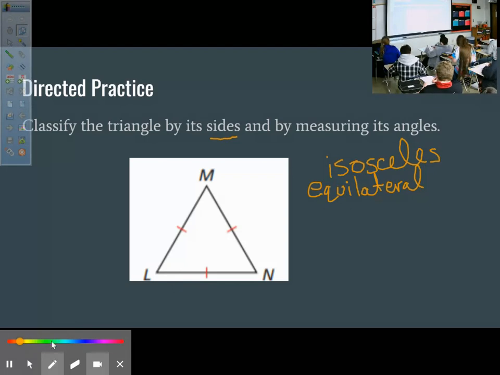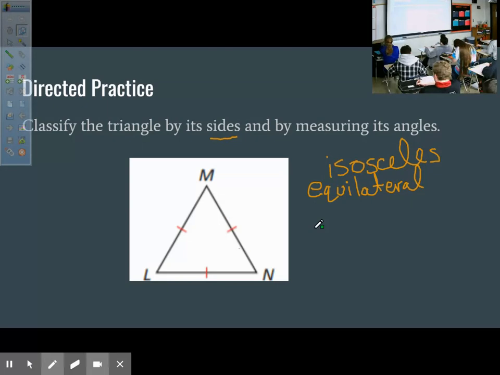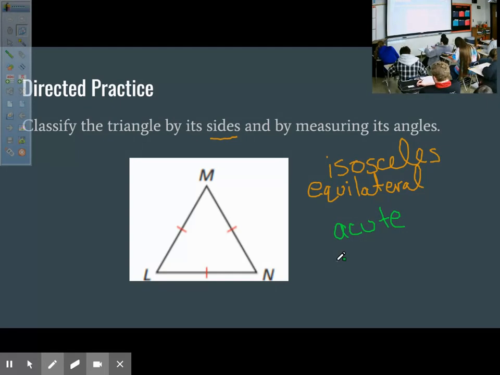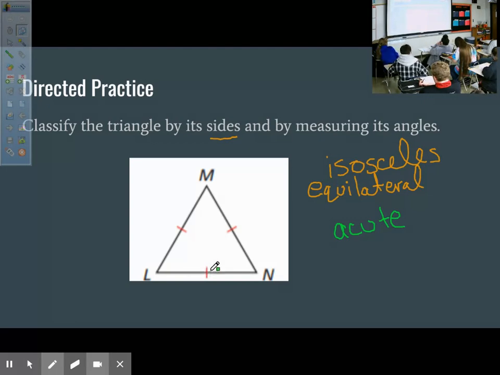All right, now what about the angles? It's acute, because they're all smaller than 90. No, it's not. They're all congruent. How do you know that they're all congruent? The lines are saying that the sides are congruent. That makes all the angles congruent. Okay, so that means they're all under 90.